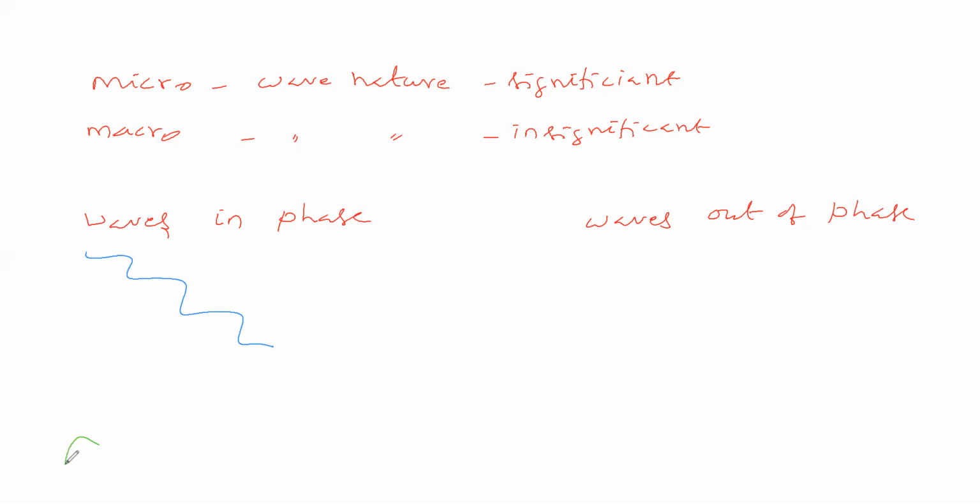We will consider another wave, like this. Both waves meet at this point. When both waves meet at that point, if wave number 1 is making a crest while wave number 2 is also making a crest, then we can say the waves are in phase.